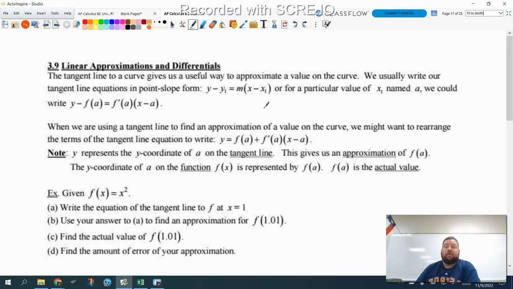All right, so when we're using a tangent line to find an approximation of a value on the curve, we might want to rearrange the terms on the tangent line to write it like this. So basically all they did was add the f(a) over to the other side, and this y value is going to be your approximation. That's going to be the value that you want as your answer.